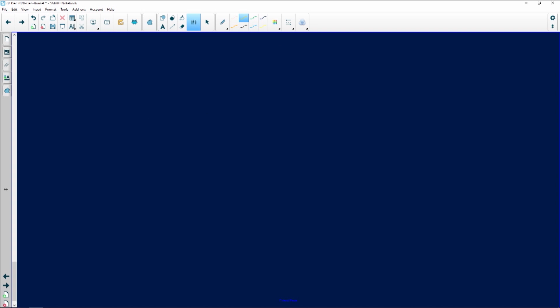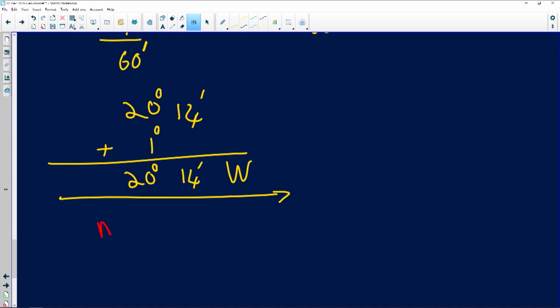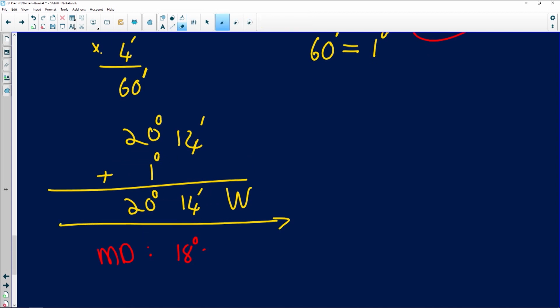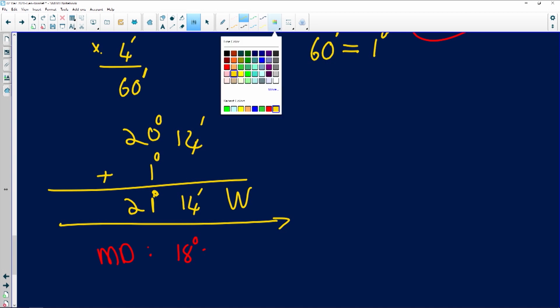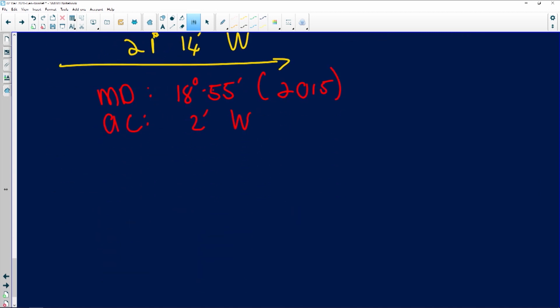I see we got time. Let's do another one quickly. Let's say the magnetic declination is 18 degrees, 55 minutes. The map was drawn in 2015. The annual change is 2 minutes west. Okay, so what do we need? We need to calculate the present magnetic declination.